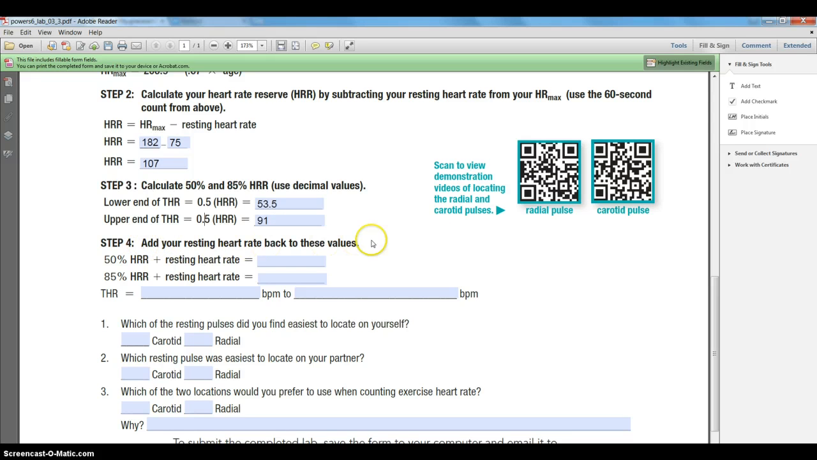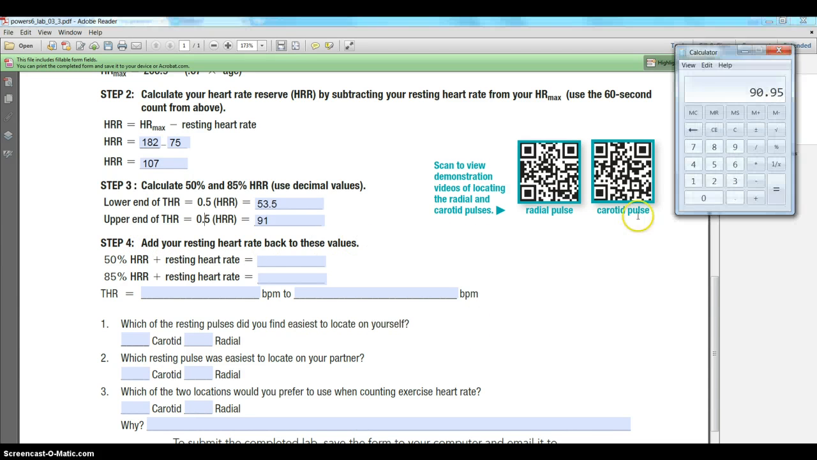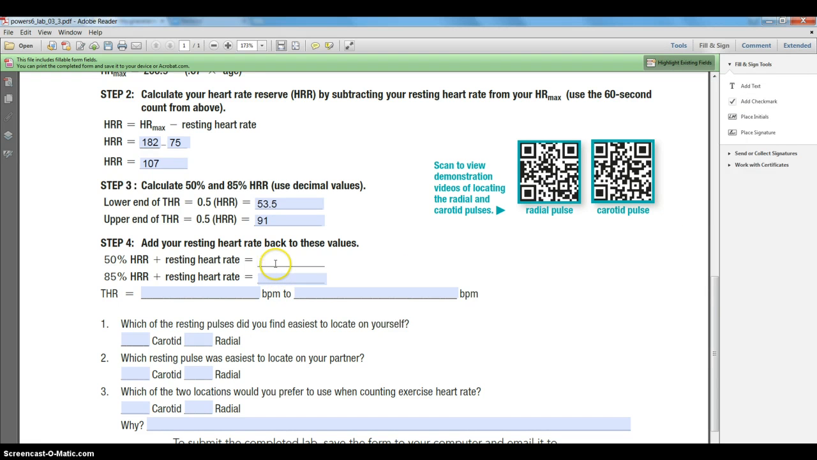I'm going to add my resting heart rate back in. So I can go 53.5, add back in my resting heart rate. So that was plus 75, 128.5. Okay, let's go ahead and add my resting heart rate back in to my 0.85. And again, here's 0.85, which was 91. And that should be fairly simple math.